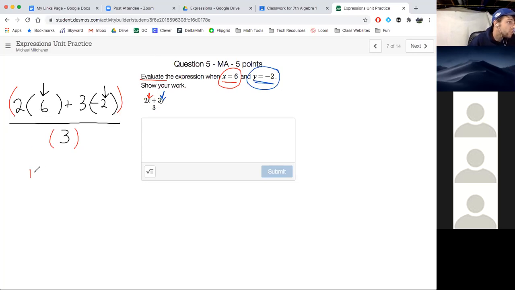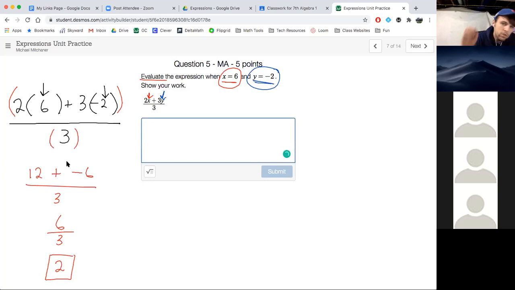2 times 6 is 12. 3 times -2 is -6. 12 plus -6, we could use a calculator here, or we could remember this. Adding a negative number is the same thing as subtracting. So this is the same thing as 12 minus 6. That's 6/3. 6 divided by 3 is 2. That's funny. We've seen that answer 2 a lot. That's kind of a coincidence, but there we go. There's our answer.